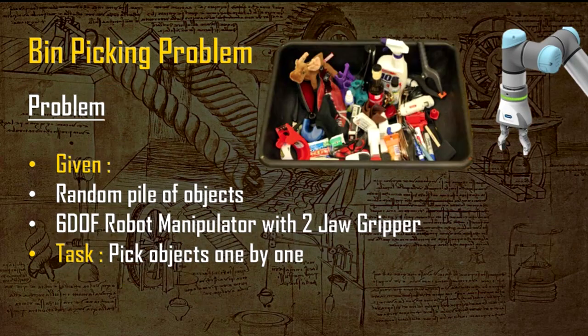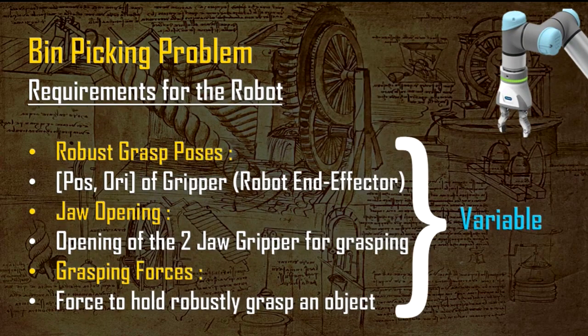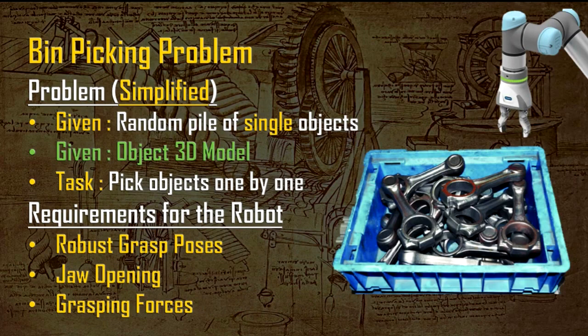As you can see, for our particular problem there are a variety of objects, and this adds to the complexity of the problem, because the grasp poses would be different for all of the objects. The jaw opening would be different, the grasping forces would be different, and this could be a research problem in itself. So let's try to simplify this problem and understand a very simple case study, because we are going about it from the beginning right now.